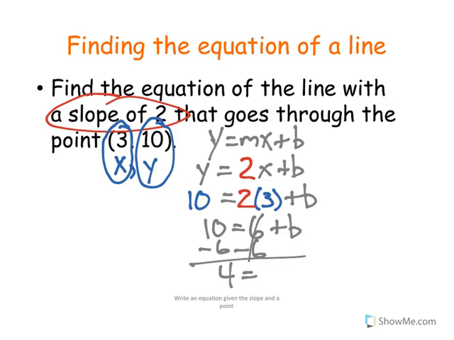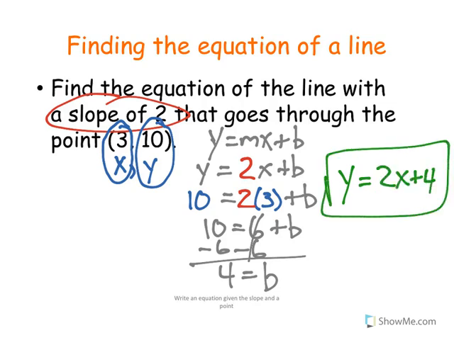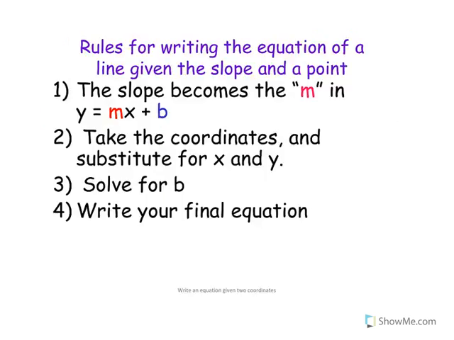Right? Tells me b is 4. So what's my equation? Well, my slope is 2. My y-intercept is 4. Y equals 2x plus 4. That's it. There's really not that much to it. It's just kind of basic substitution.